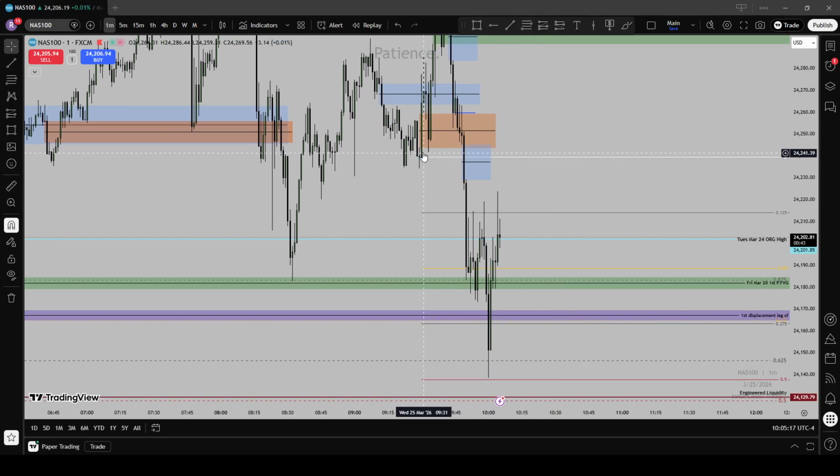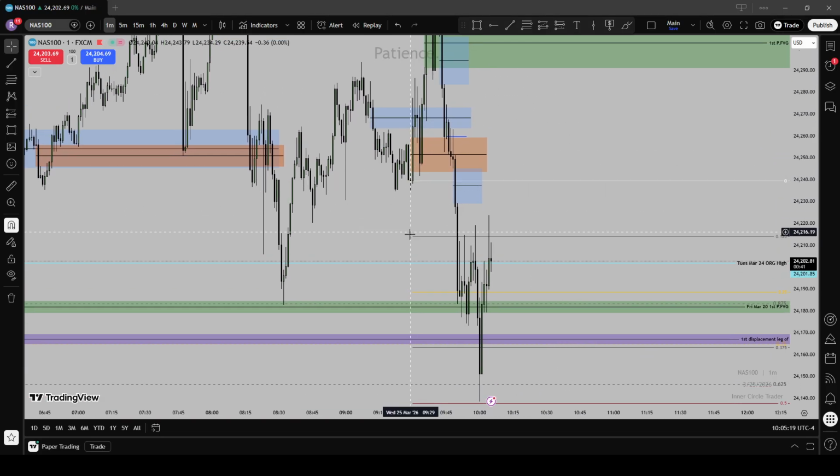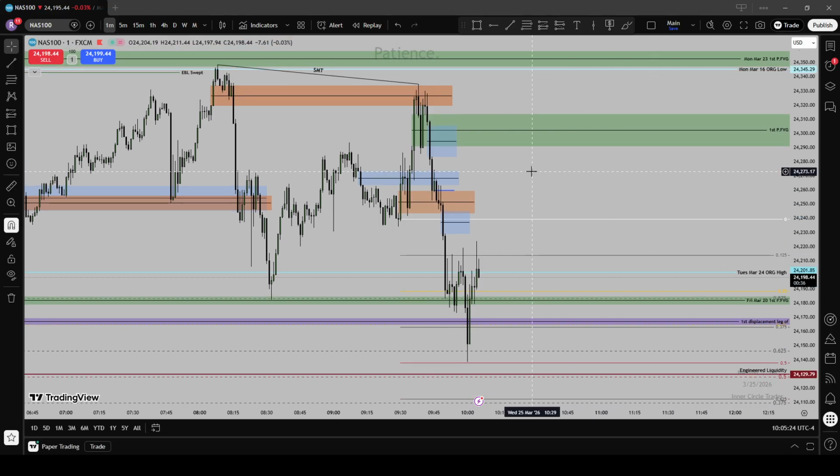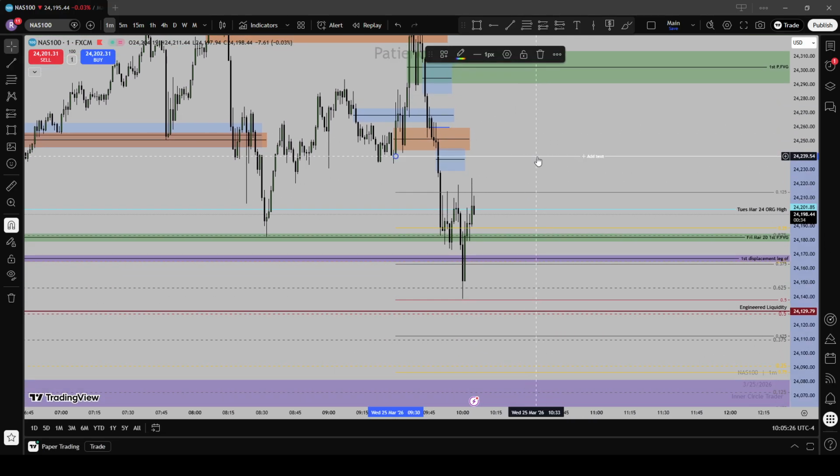This is the opening range gap. We didn't fill any of the opening range gap. It just ran up, so I was expecting a run down. And we came to equilibrium, or well, consequent encroachment, sorry guys, of that opening range gap. Check where we turned. What more do you want? It's as simple as that.